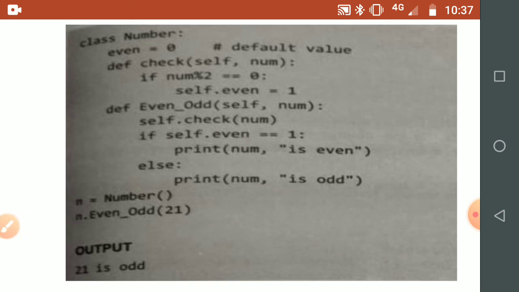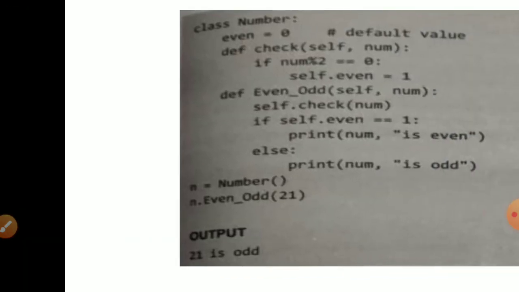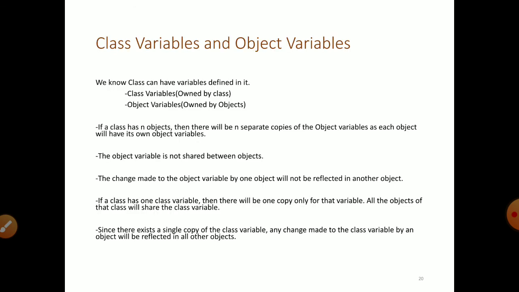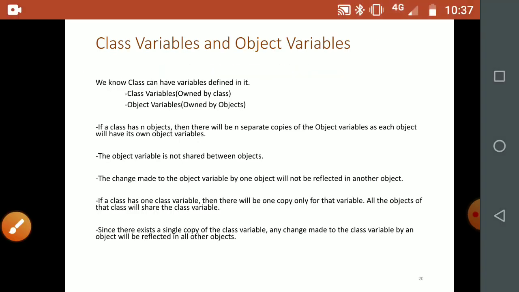So in this way we have covered a very important concept, which is class variable and object variable. In the next lecture we are going to start with the next point, which is public and private data members. Maybe in the next video we will finish this fifth unit.